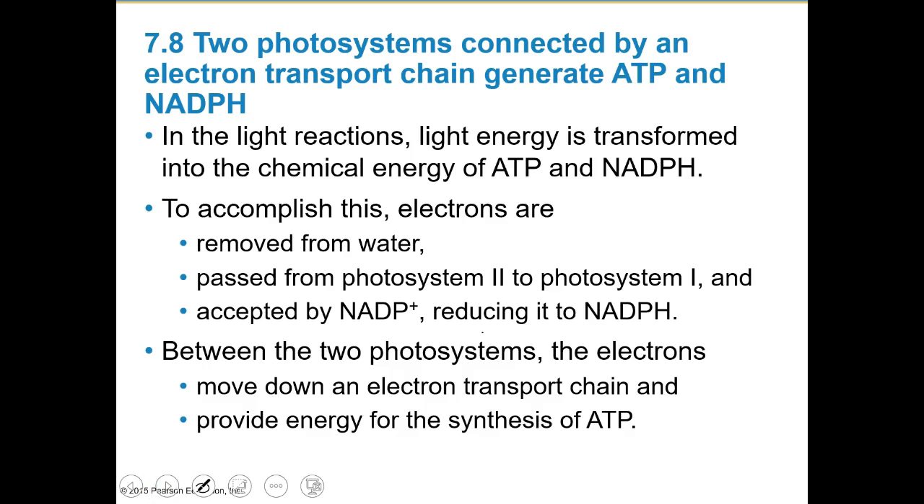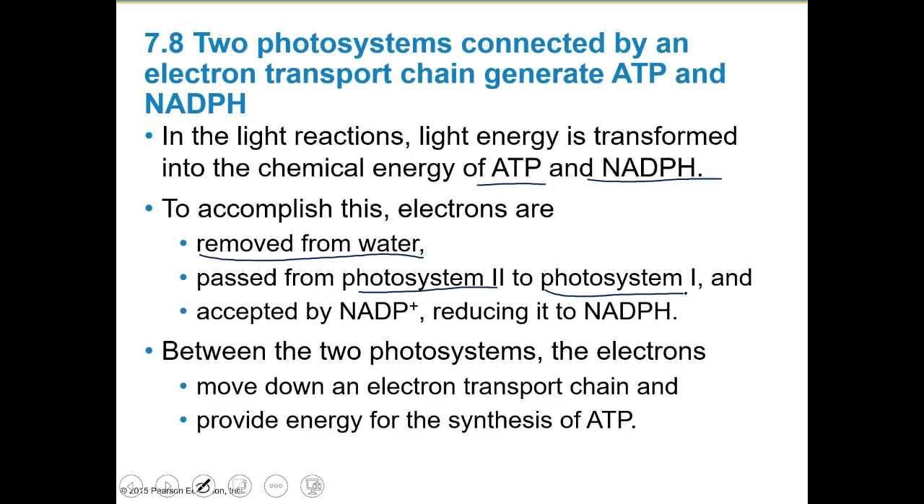There's a lot to this one. So in light reactions, the light energy is transformed into chemical energy of ATP and NADPH. To accomplish this, electrons are removed from water. That's our big thing, we're going to split water and take the electrons there. We're passing them from photosystem 2 to photosystem 1. This was a total discovery thing. We'll talk about it later.